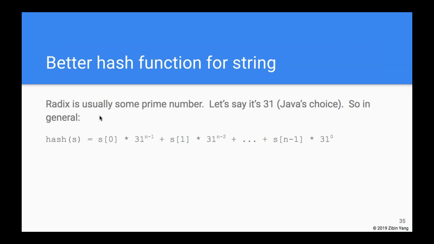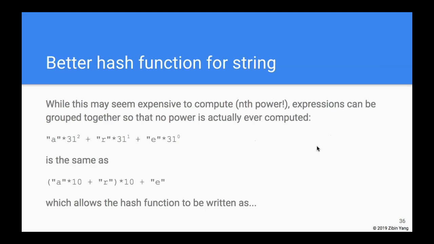So the radix is usually some prime number, and Java actually uses the radix 31. So the more general hash function for strings actually looks something like this. We just replace this, this is for an arbitrarily long string. Okay.